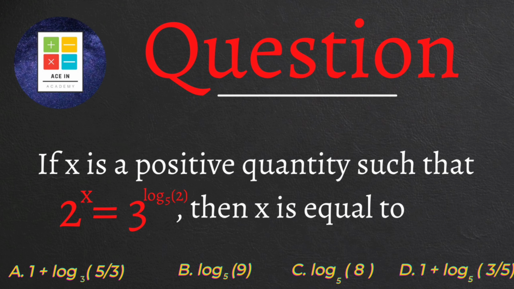Now the question is as follows: if x is a positive quantity such that 2 raised power x is equal to 3 raised power log 2 base 5, then x is equal to. Now we are provided 4 options for this question. Option A, 1 plus log 5 by 3 base 3. Option B, log 9 base 5. Option C, log 8 base 5. And option D, 1 plus log 3 by 5 base 5.